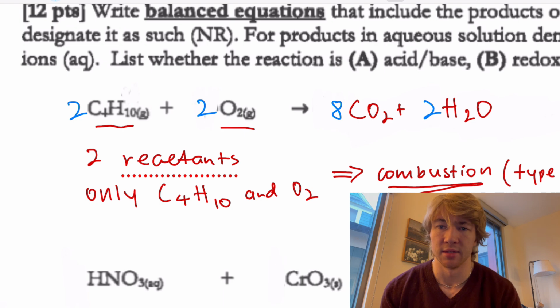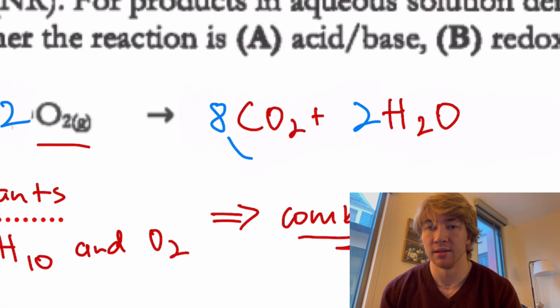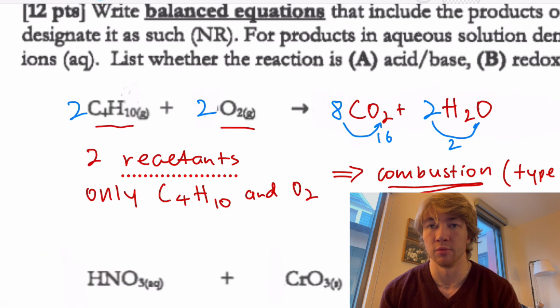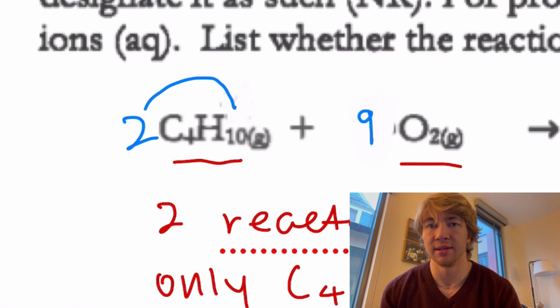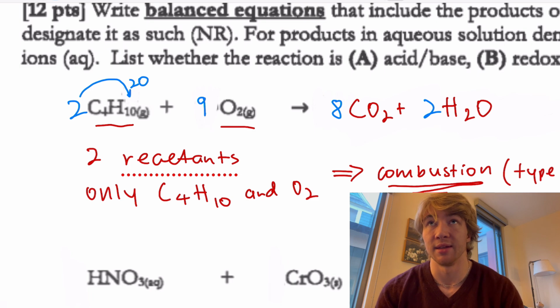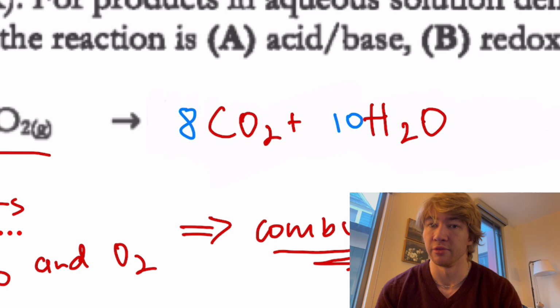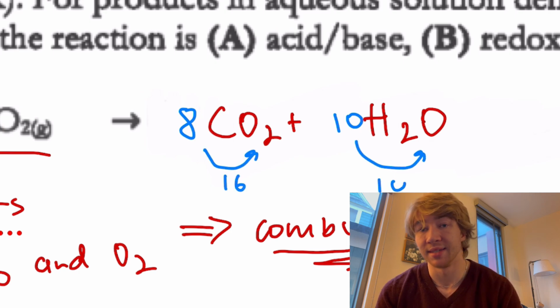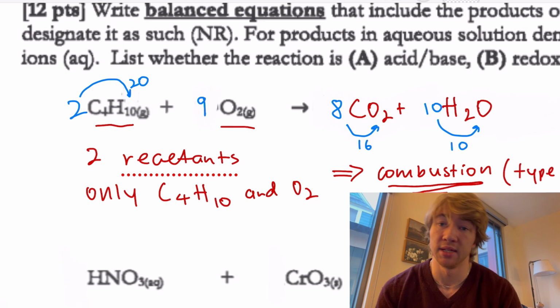Then let's see what that does to the oxygens. Okay, so 8 times 2, that's 16. And then we've got 2 times 1 in the water. That's 18, so we'll put a 9 in front of the O2 to balance that out. We've got 2 times 10 hydrogens on the left side, that's 20. So we'll have to add a 10 in front of the water on the right side. But that's going to affect our oxygens, so we have to recalculate. Now we've got 26 oxygens on the right side, so we'll put a 13 in front of the O2 on the left side, and we're good.